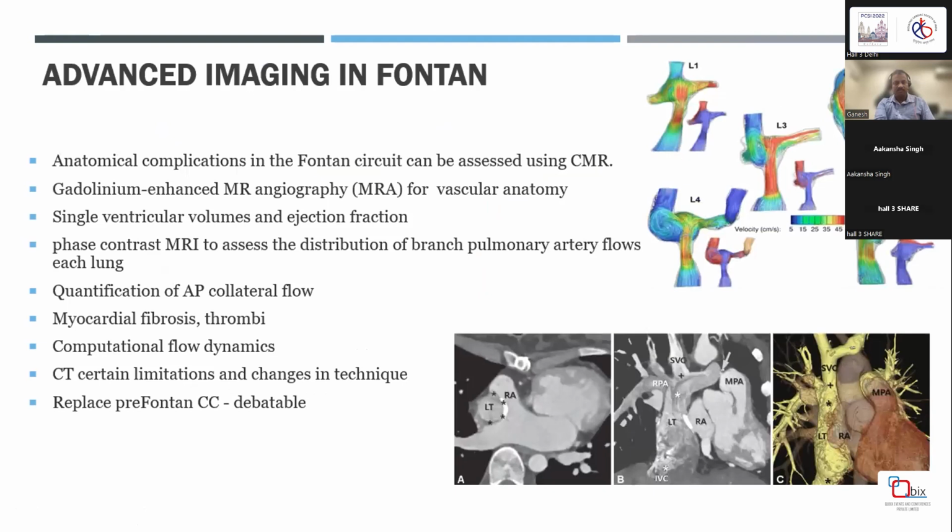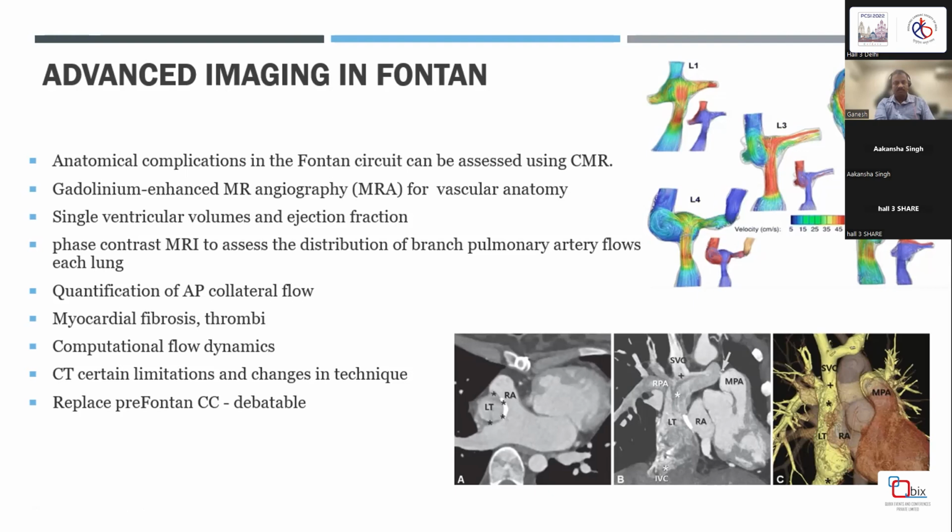Then how about Fontan? Fontan also, we have patients that can have complications that we cannot keep on taking them to the cath lab. So I think this is where MRI can come into the picture, both for anatomical complications, and then the gad MRI gives you the vascular anatomy. You can calculate the single ventricular volumes of the Fontan and phase contrast for pulmonary artery flows. We can do separate right pulmonary and left pulmonary artery flows. Then, as I mentioned, we can do quantification of AP collaterals, which are very common pre and post Fontan. You can look at myocardial fibrosis and thrombi. Not just this, you can also do computational flow dynamics. So see how each shape of the conduit gives you a different flow dynamics, and that can be assessed.